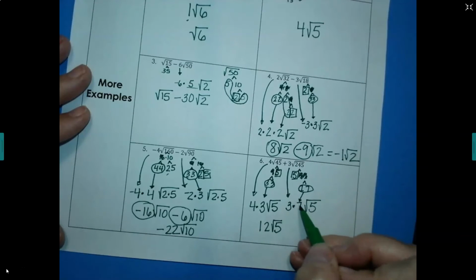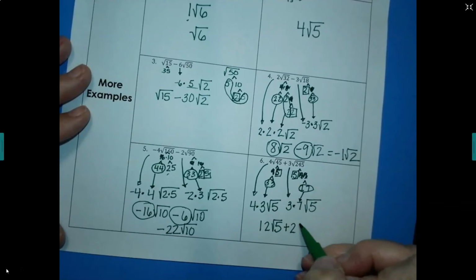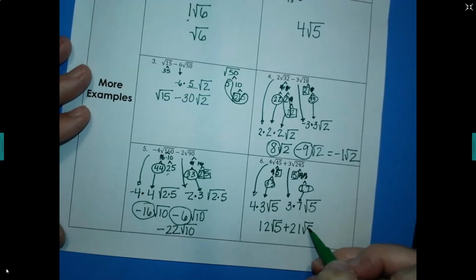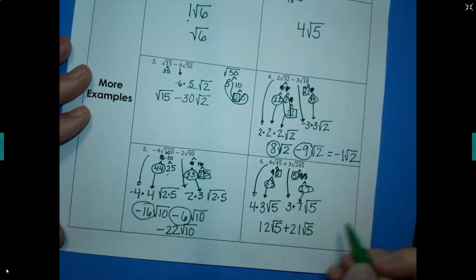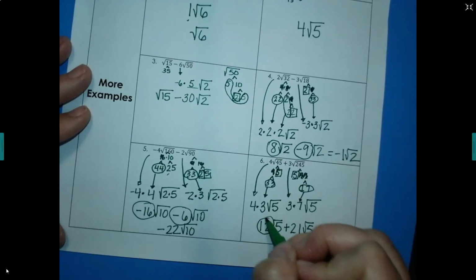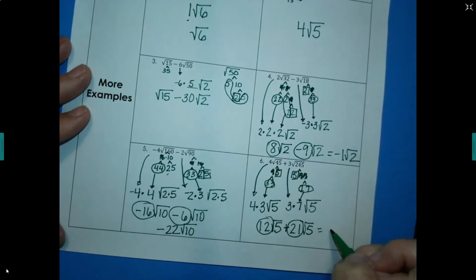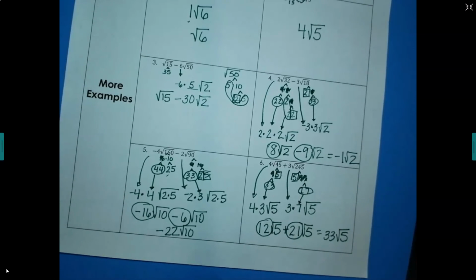3 times 7 is 21. It's a positive 21, so I'm going to say plus 21 root 5. My radicands are the same, so I'm just going to look at the coefficients. 21 and 12 is 33 root 5 will be your final answer.